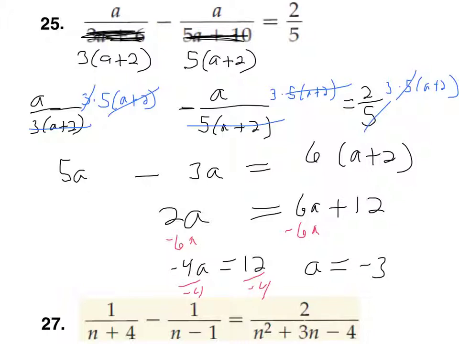If we go back up to the original denominators, you might be able to see that the only answer that would not be allowed, the only excluded value, would be negative 2. Because if you plugged in a negative 2 for a, that would make that equal 0. And we did not get negative 2, we got negative 3. So that is our answer.